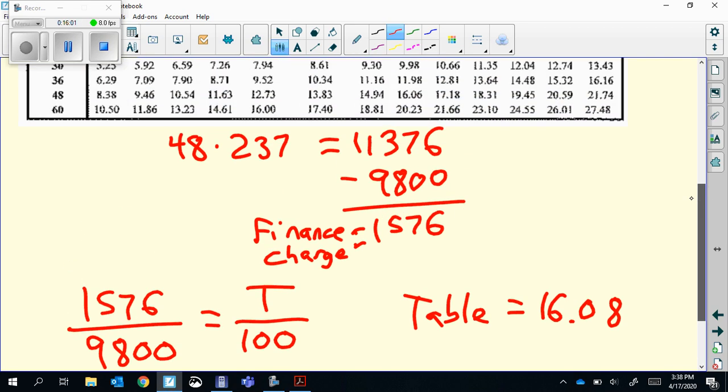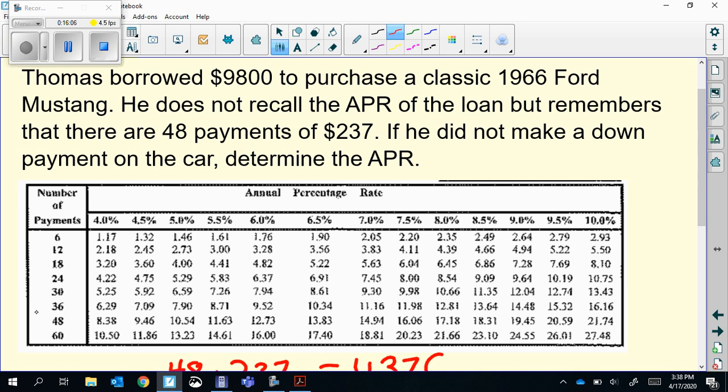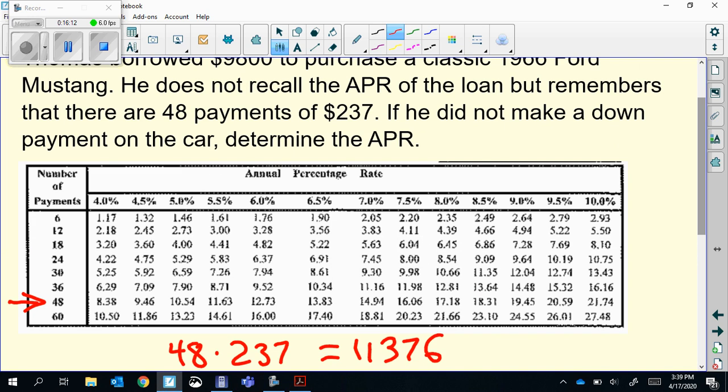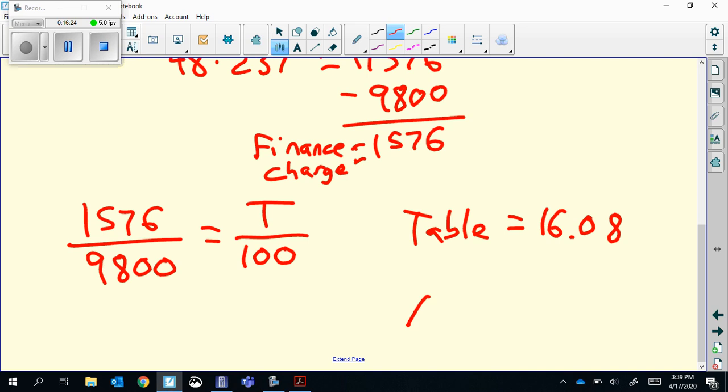And the other piece that we do know is the 48 payments. So we're looking in this row for 16.08. Basically right there, 16.06. So it's 7.5% interest.